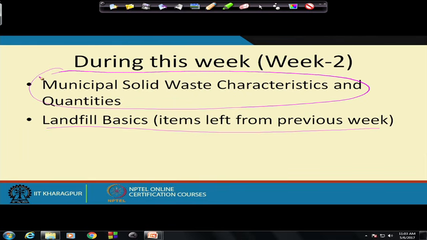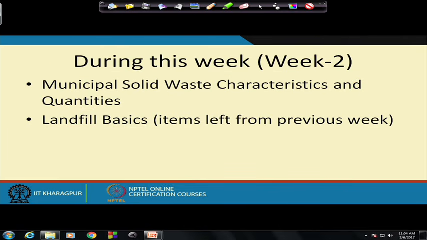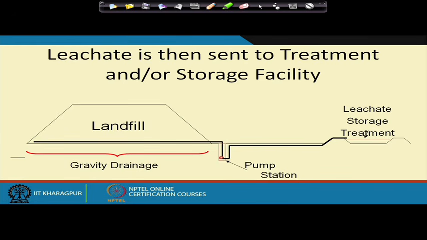So to get started, let's look at the landfill basics first, which we were trying to do in the previous week, the last module. If you remember from the previous module, we were looking at the different liner systems and the leachate that will be produced. Once the leachate is produced, it has to be collected, and we talked about the leachate collection system. That's where we left off in the previous module.